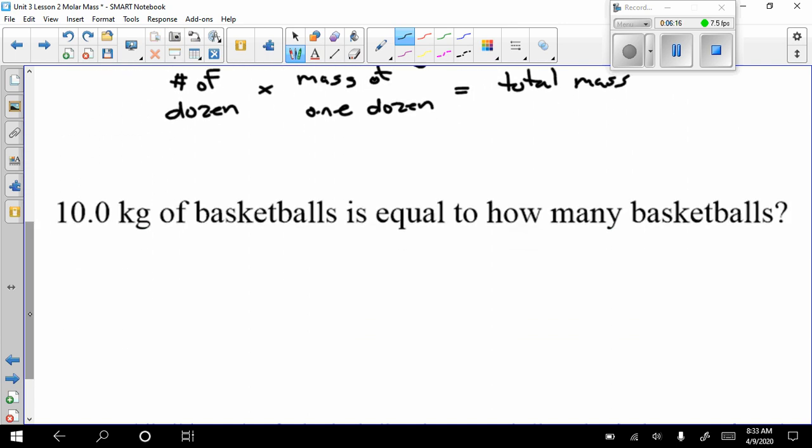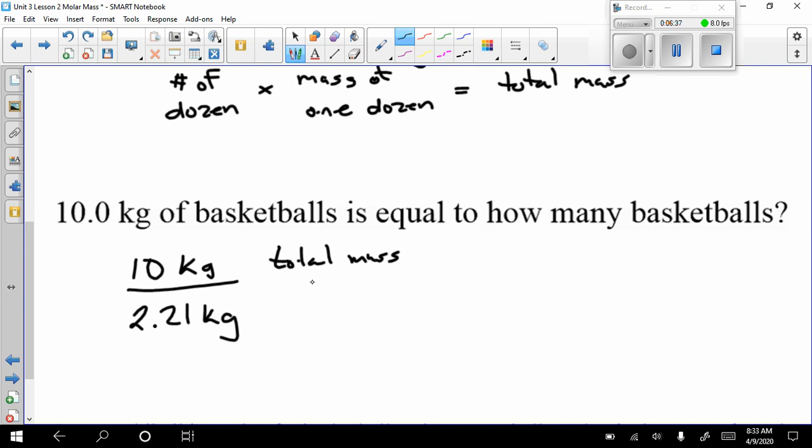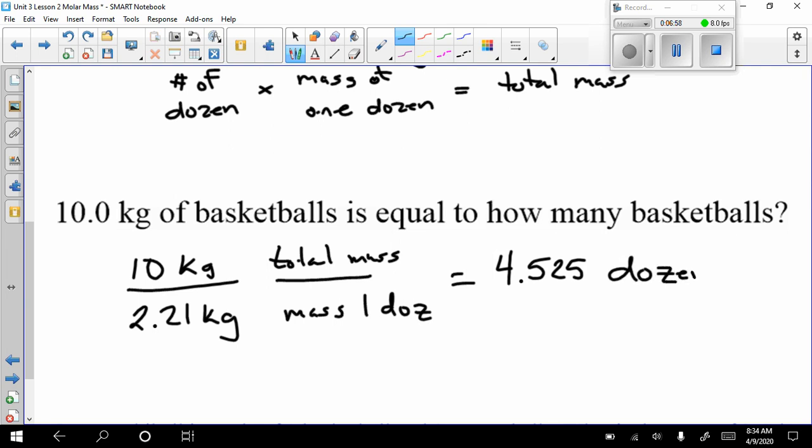So if I have 10 kilograms, I'm going to take the 10 kilograms I have and divide it by that 2.21 kilograms that I saw above, because that's the total mass I have. And I'm just going to write this here. That's the total mass divided by the mass of 1 dozen. Okay, and when I divide those numbers, I get 4.525 approximately. And so that tells me I have that many dozen basketballs.